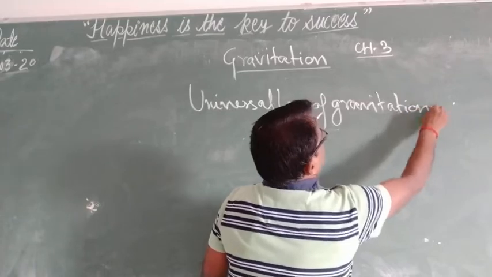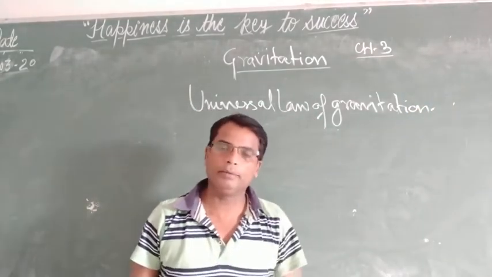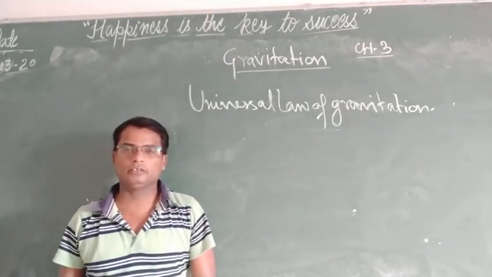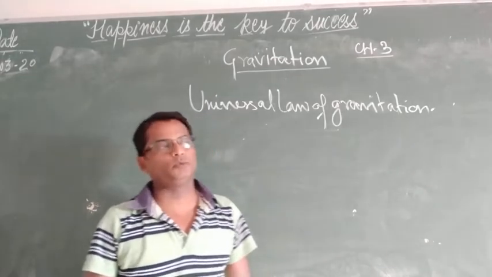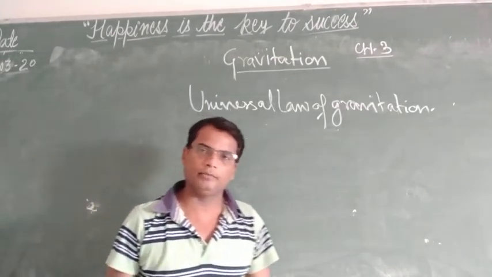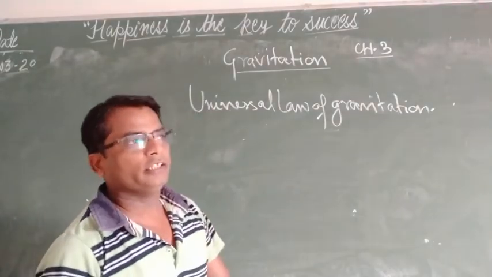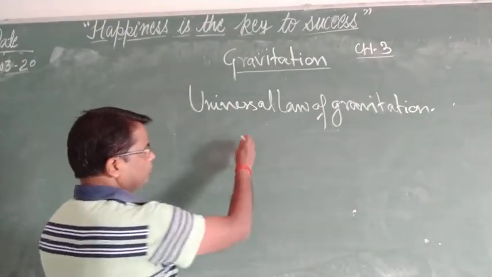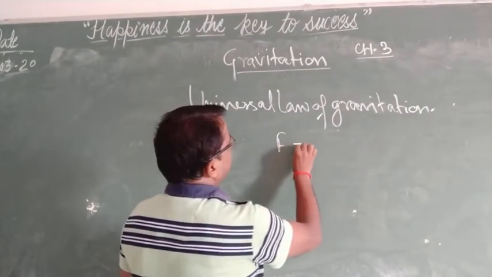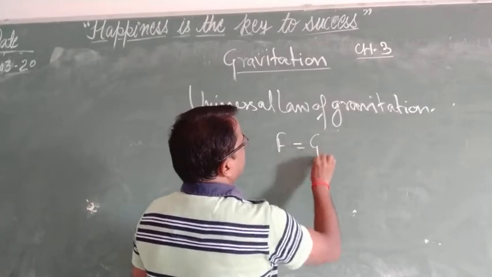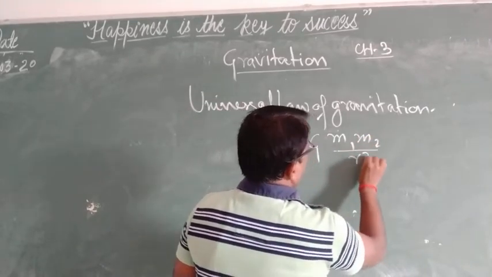Universal law of gravitation. The definition is: every object in the universe attracts every other object by a force which is directly proportional to the product of their masses and inversely proportional to the square of the distance between them. By the universal law of gravitation, the force of attraction is F equal to capital G m1 m2 by r square.